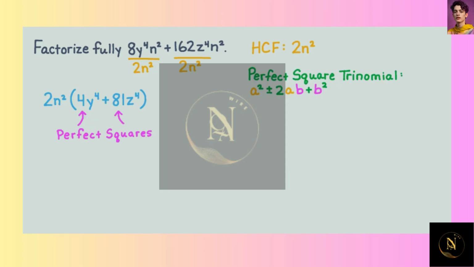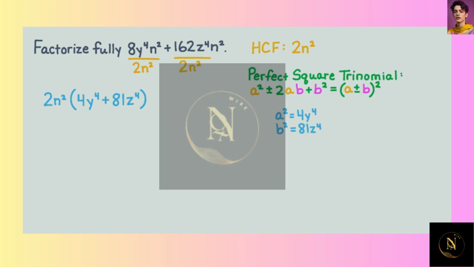To use this method, we will need to manipulate the expression in the parentheses to include a perfect square trinomial in the form a squared plus or minus 2ab plus b squared, which can be factored as a plus or minus b squared. In these trinomials, a and b may be variables, constants, or products of variables and constants.